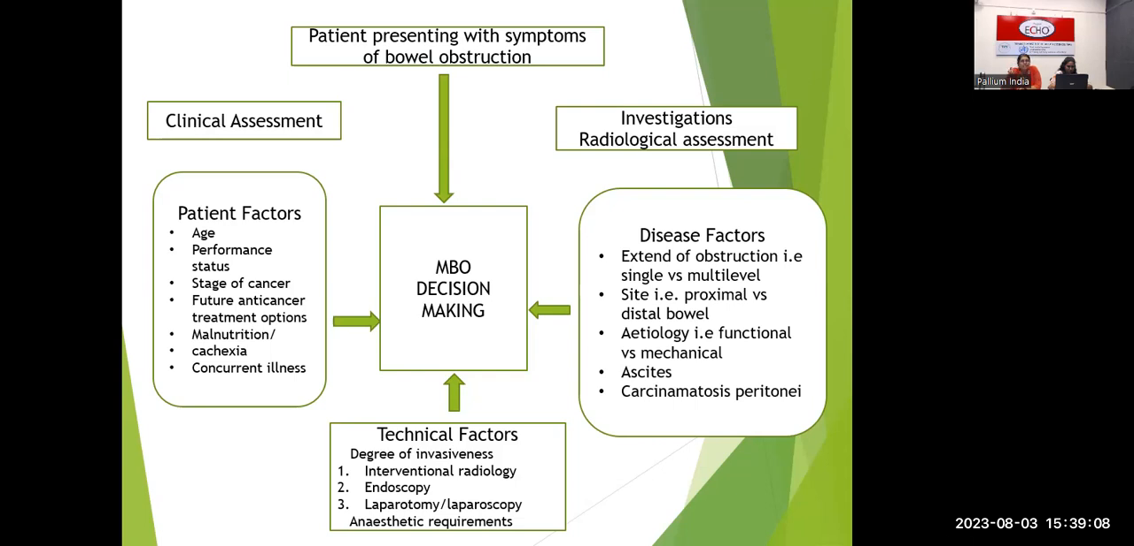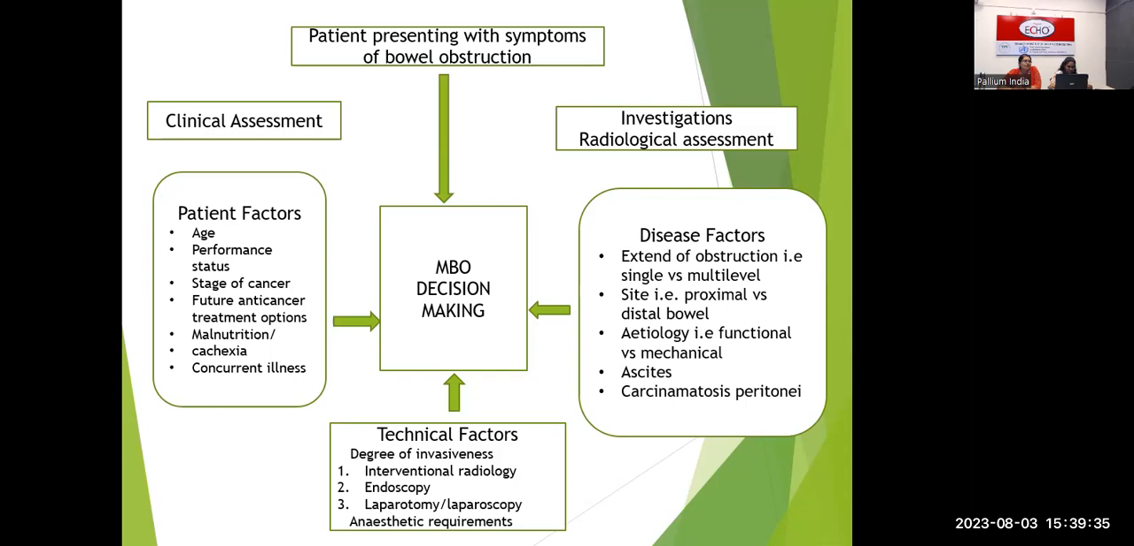If there is ascites or carcinomatosis peritonei, which is widespread metastasis inside the abdominal cavity, and you are seeing an intestinal obstruction patient in such a situation, there is no point in going ahead with the surgical management. Okay. Then technical factors: the degree of invasiveness, how much the disease has progressed, whether any interventional radiology, endoscopy, laparoscopy is possible, or any anesthetic requirements.